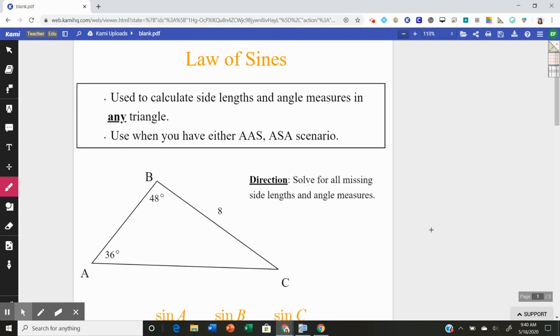Hello, welcome to today's lesson on law of sine. So law of sine is used to calculate side lengths and angle measures in any triangle.